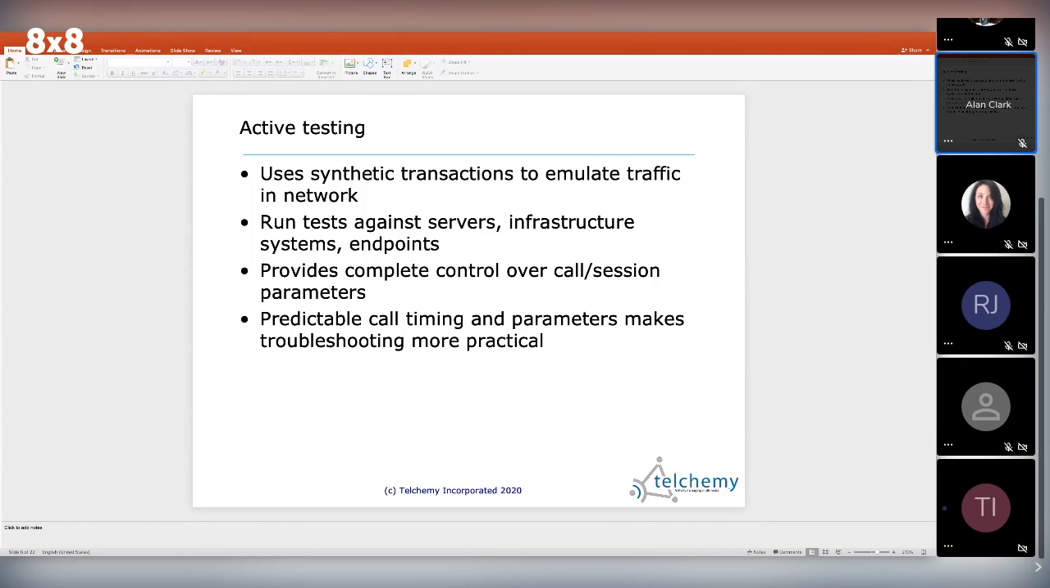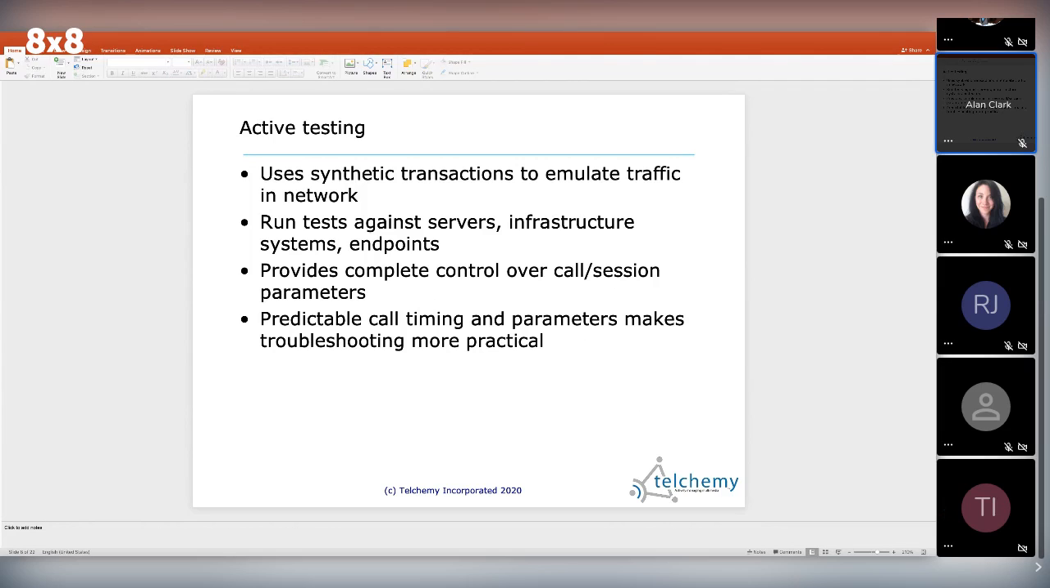You'd want to have the agent, which is the thing that originates the synthetic transactions, act as if it was an IP phone or a gateway and make a call, basically. In the process of doing that, it's going to run tests against the servers and infrastructure systems, and the test call could be between two agents, or between an agent and a gateway or phone. The good thing about this is it gives you complete control over call and session parameters. So if you suspected there may be a problem because the codec being used was very high bandwidth, or the jitter buffer settings in your devices were not right, then with active testing, you can actually experiment with those and see if you can improve quality by changing things.